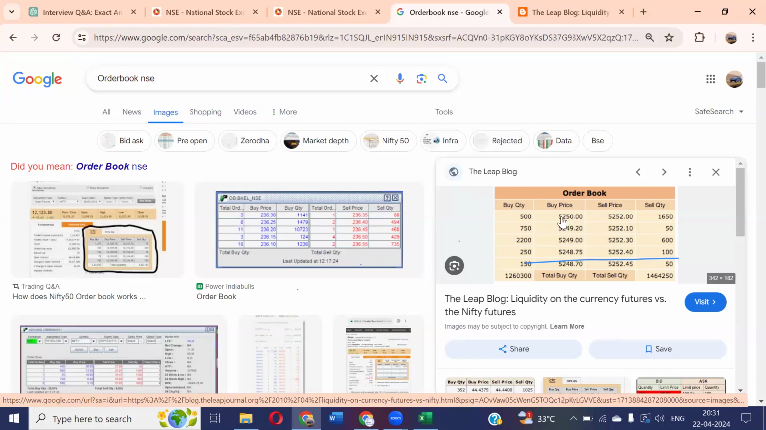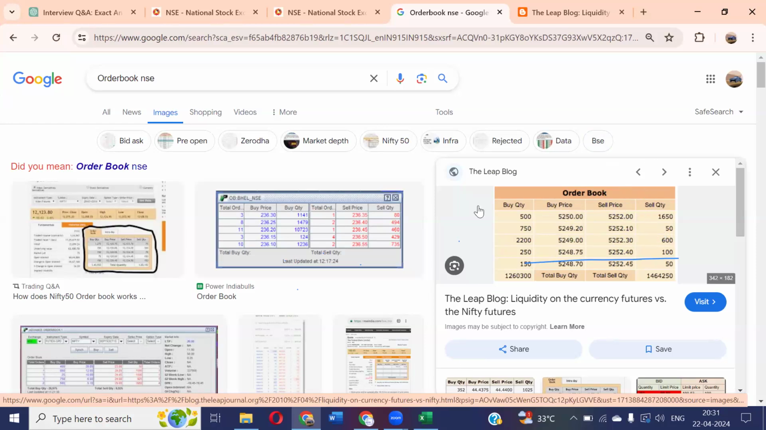If this order wants to execute, then what do we have to quote? We have to quote at least the sell price, 5252. Then only we can execute this order. Similarly, from the seller side also, sellers are quoting 5252, everyone, but there are no buyers available to buy the securities at 5252. So these orders can't be executed.